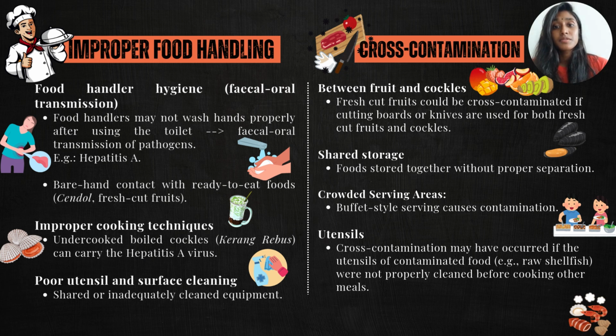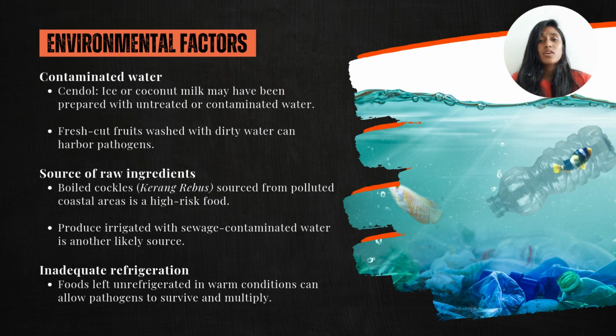for other foods. Finally, let's talk about environmental factors that contribute to contamination. For example, ice or coconut milk used in chendol may be prepared with untreated or dirty water. Boiled cockles sourced from polluted coastal areas are a natural reservoir for the hepatitis A virus. Leaving foods unrefrigerated in warm conditions creates an environment where pathogens can multiply.